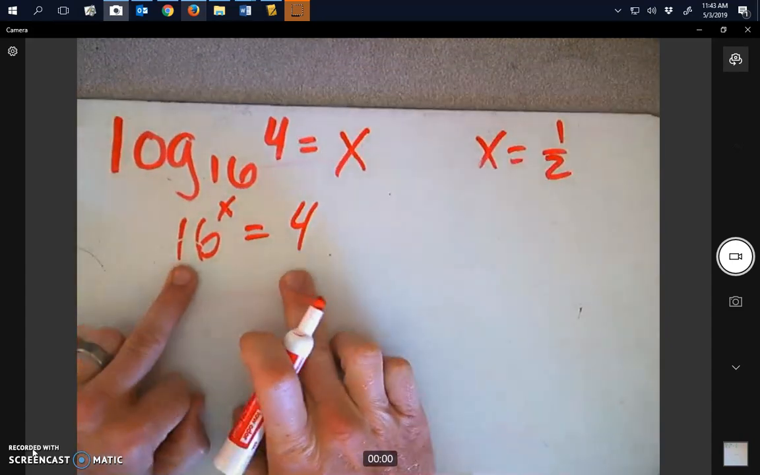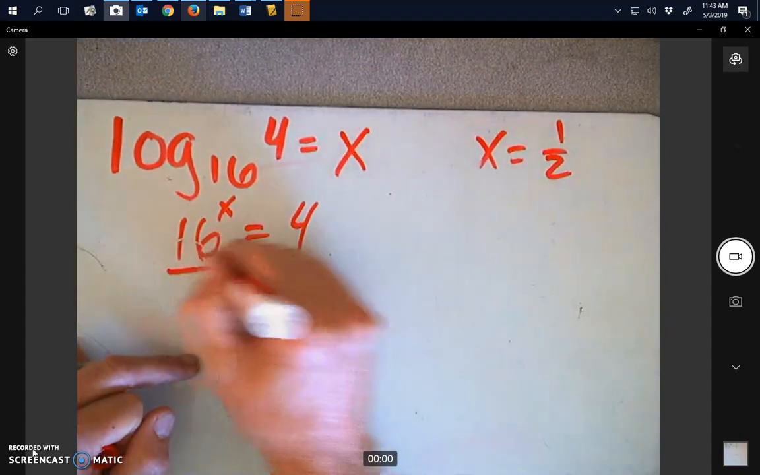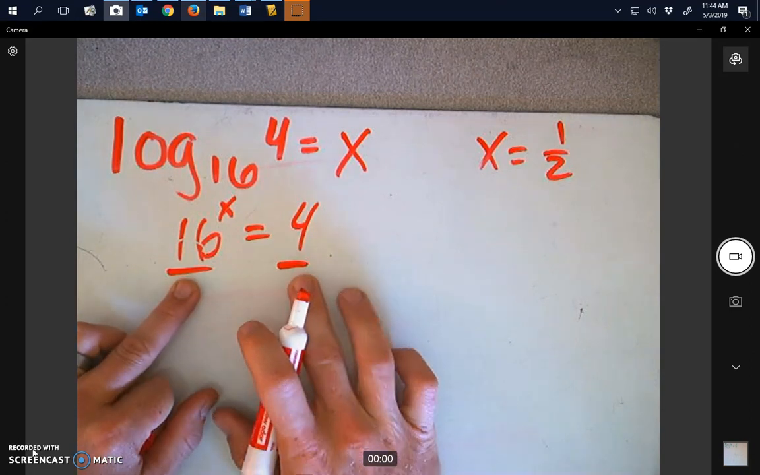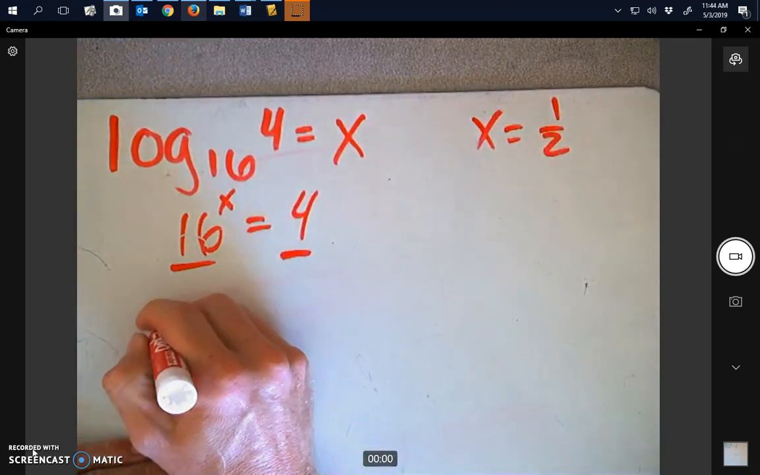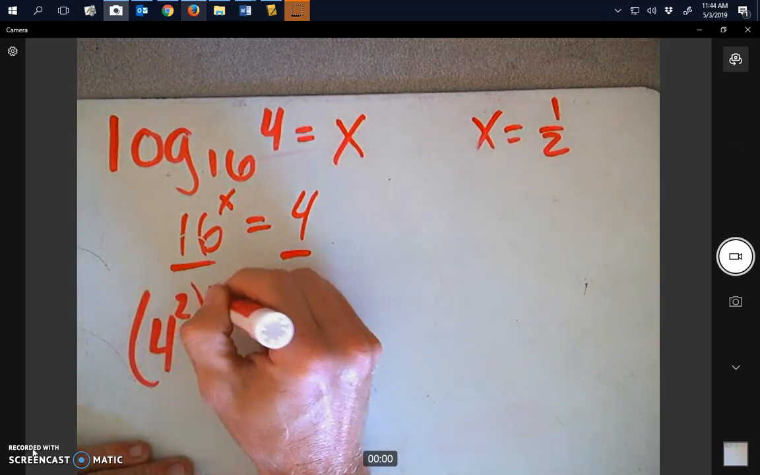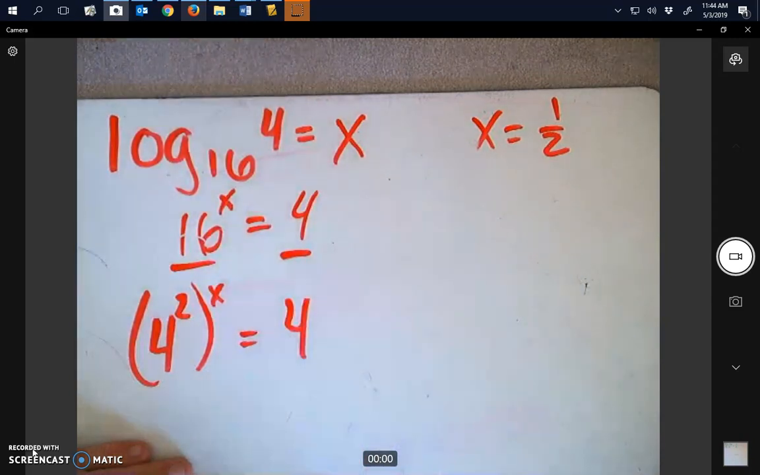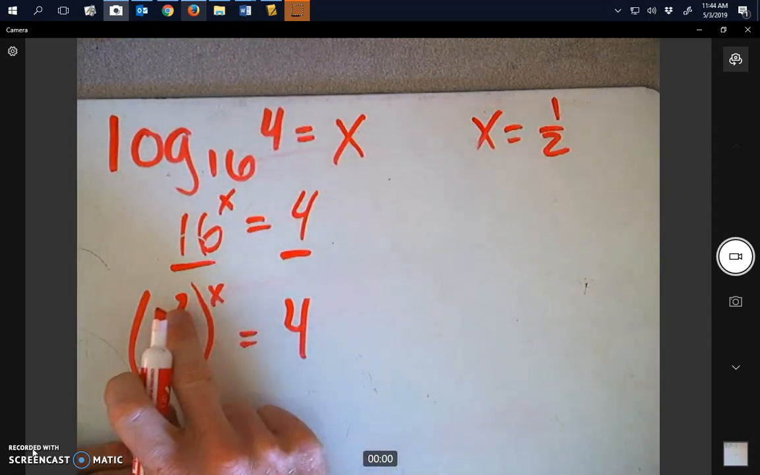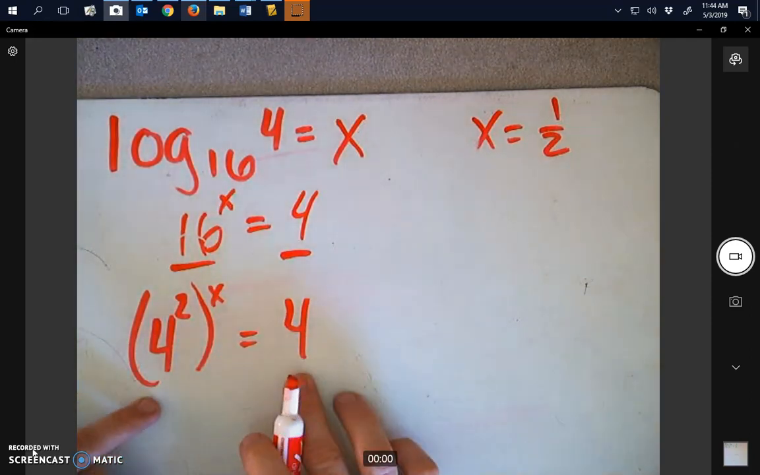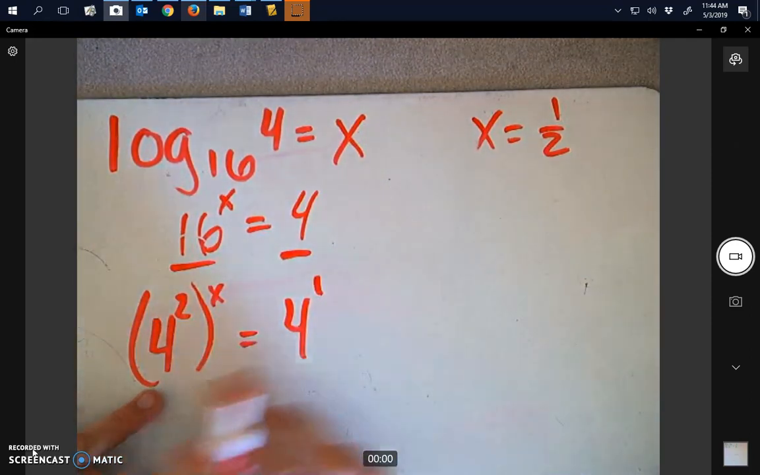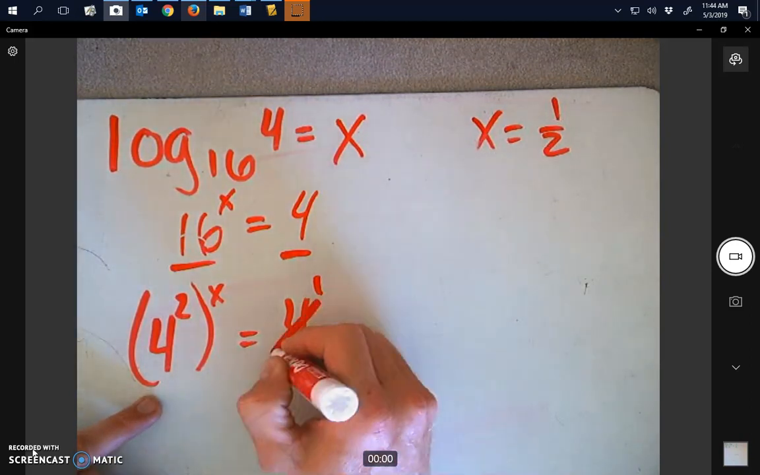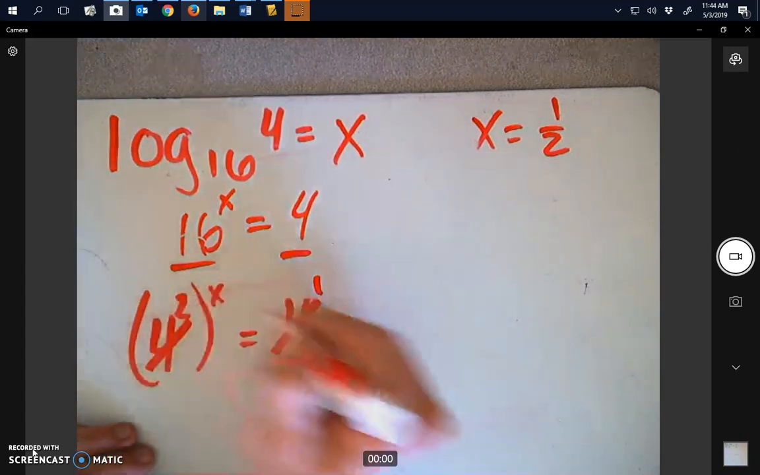So first thing we want to do is try and get the bases to be the same base. So I can rewrite 16 with the base 4 by writing 4 squared. And that's still to the x outside equals 4. Now remember your exponent rules, this would be 2 times x. Now once we have the same base, and this is 4 to the 1, if you don't write the exponent, it's always a 1. So when we have the same base, we can cancel the bases out, and we're left with 2x equals 1.